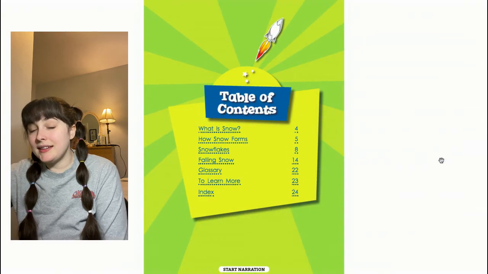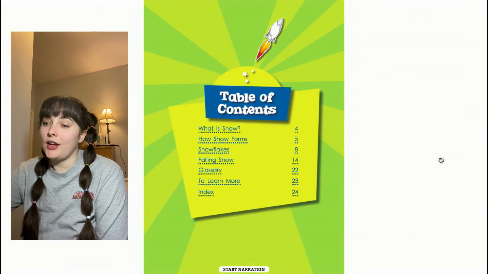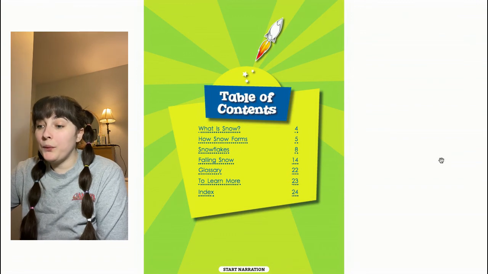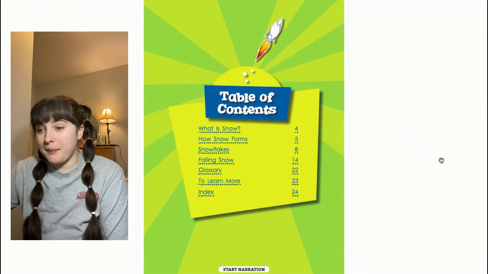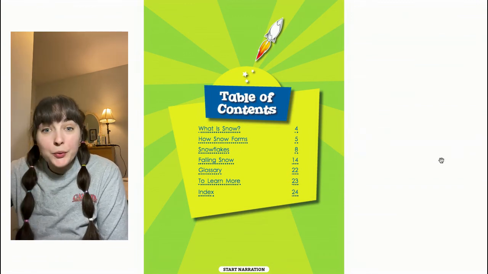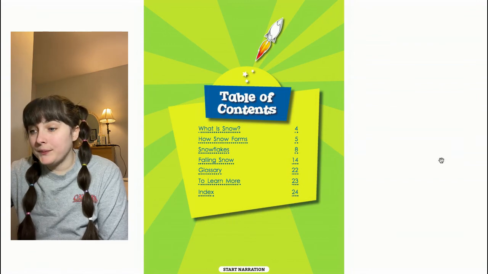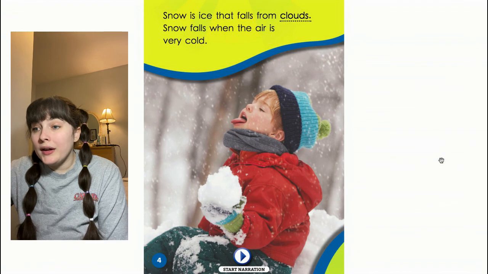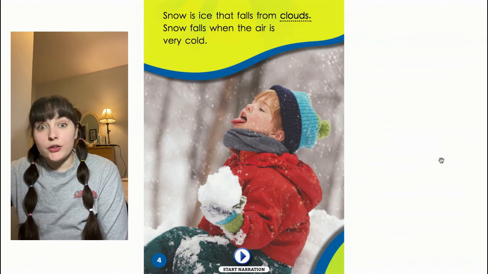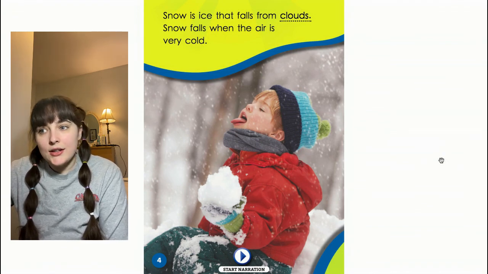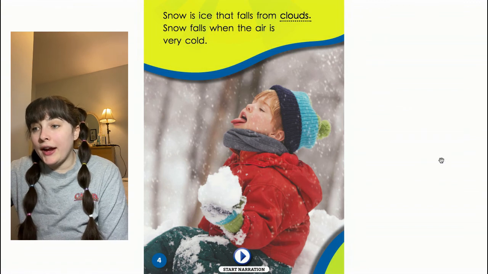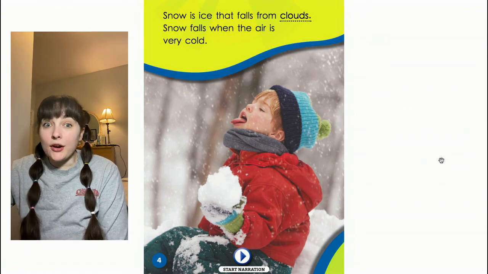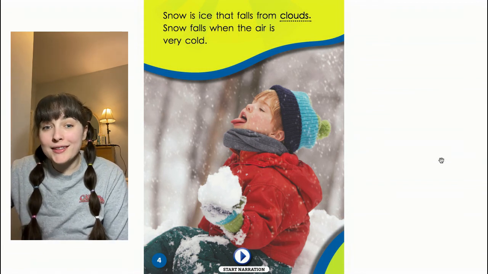So this is a table of contents. It tells us what we can expect to be reading about. So first, we're going to read about what is snow. Snow is ice that falls from clouds. Snow falls from the air when it is very cold. When the air is cold, that's when snow falls.